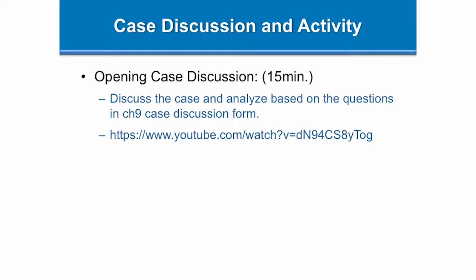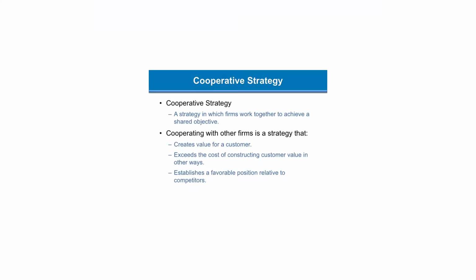So, by the opening case, I want you to think about the main reason for strategic alliance among Google, Intel, and Tag Heuer. In general, firms choose cooperative strategy when they need to achieve a shared goal with a strategic partner by sharing resources and capabilities so that firms create value for a customer that it likely could not create by itself, and so that the value exceeds the cost of constructing customer value. In addition, by collaborating, firms could establish a more favorable position than their competitors.